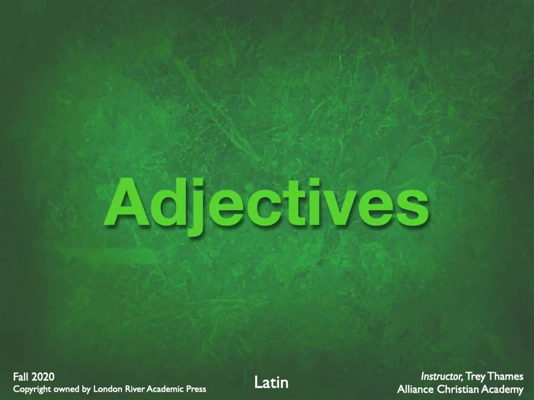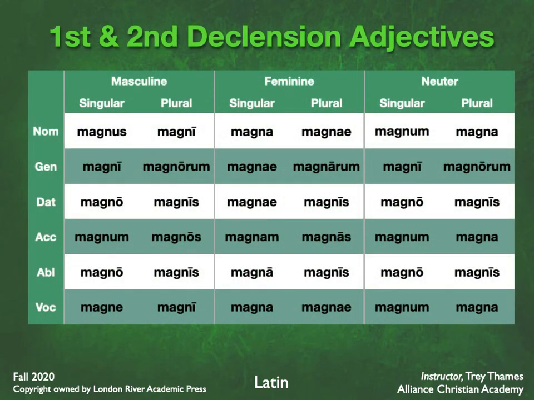We know about adjectives. Adjectives have to agree with the noun in case, number, and gender. So therefore, the adjective needs to have a masculine form, a feminine form, and a neuter form. So your adjective, magnus, magna, magnum, has masculine, feminine, neuter, and you can see each of these is declined out. Magnus, magni, magno, magnum, magno, magne, magni, magnorum, magnis, magnos, magnis, magni, etc. I won't read them all out to you. But that's how you decline an adjective that is either first or second declension.